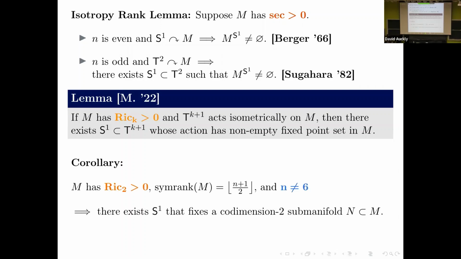Right? But more importantly for this talk, for Ricci 2, if I have maximal symmetry rank and the dimension's not 6, then there's going to be a circle that has a codimension 2 fixed point set. Okay, so I'll talk about dimension 6 in a little bit. This actually is not true in dimension 6 in general, but getting this codimension 2 submanifold that's fixed by a circle is key in conjunction with the next tool that we have.